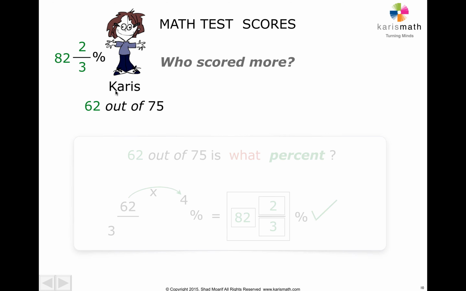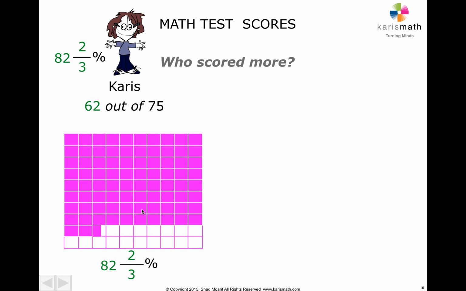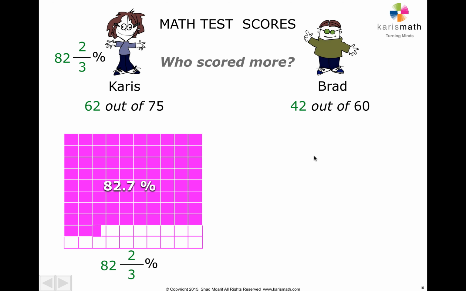Let's write that down here. So let's draw this out just so you can see. 82 2/3 would be around this much here. Now Brad, what did he get? 42 out of 60, not a problem.